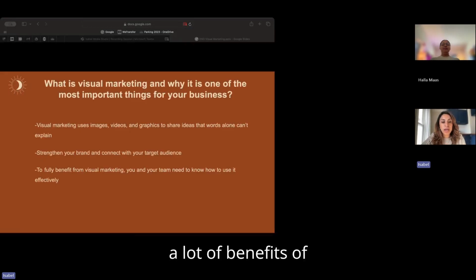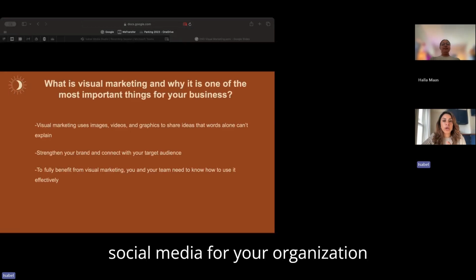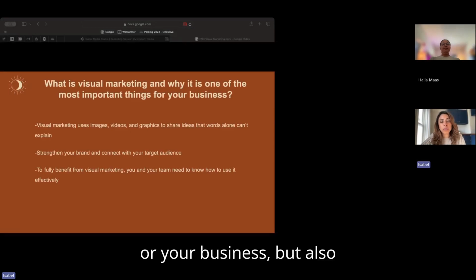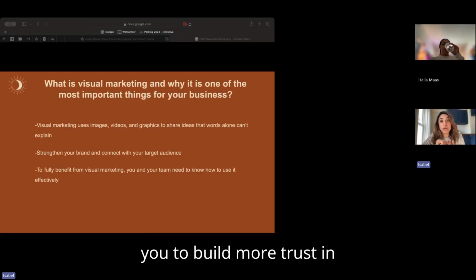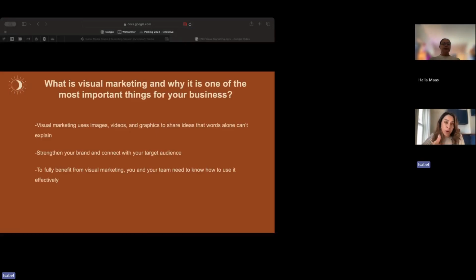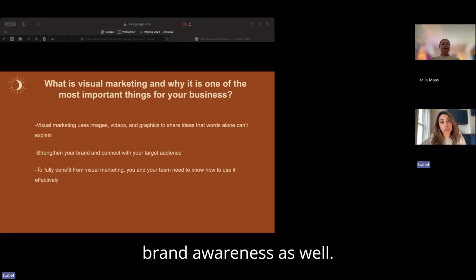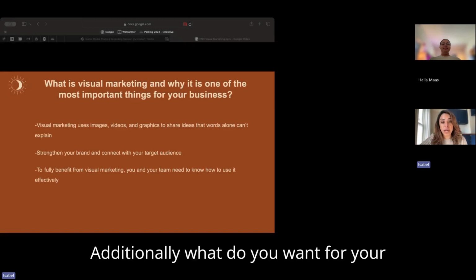So truly there are a lot of benefits of understanding how visual marketing works. Not only if you're the one doing social media for your organization or your business, but also in order for you to identify all the messages that you can put in an image that would allow you to build more trust in your brand, to build brand awareness as well, and to build the concept of your vision and what you want for your business and organization.